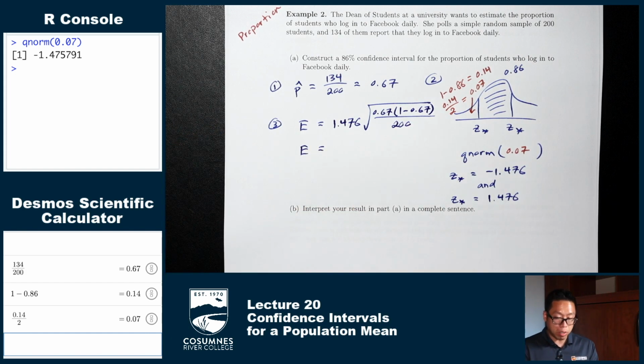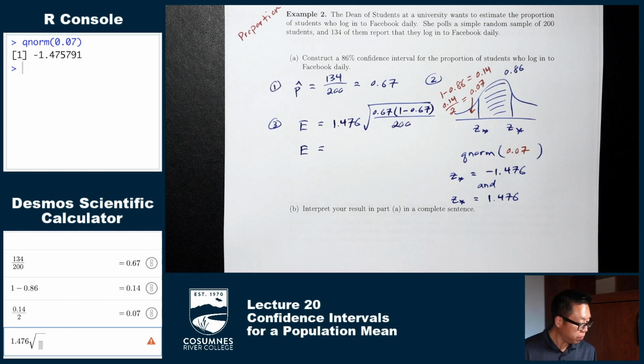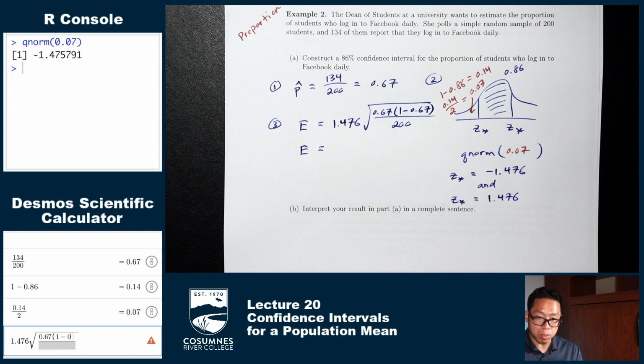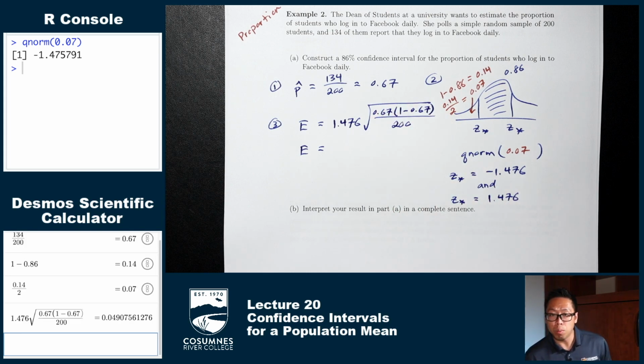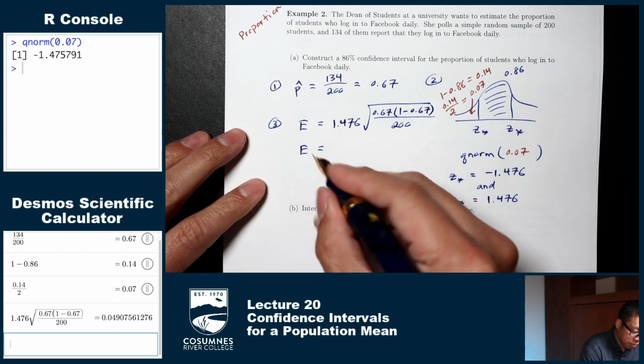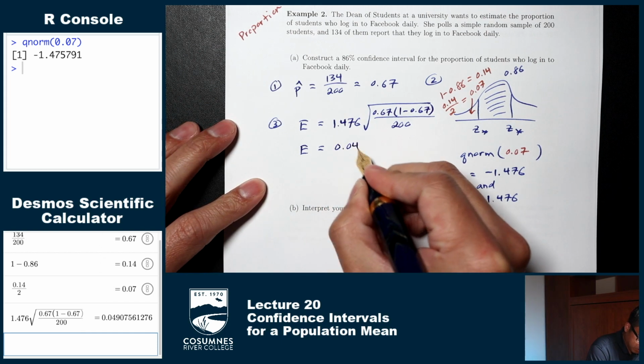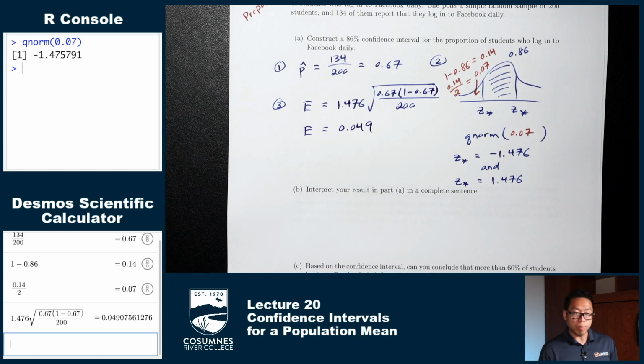Okay, let's enter this into the calculator. 1.476 times the square root. Click on the fraction button right after that so that the fraction is inside the square root. Up top, 0.67, parentheses 1 minus 0.67. On the bottom, 200. Make sure the entire fraction is inside that square root. I get 0.049. That's our margin of error.